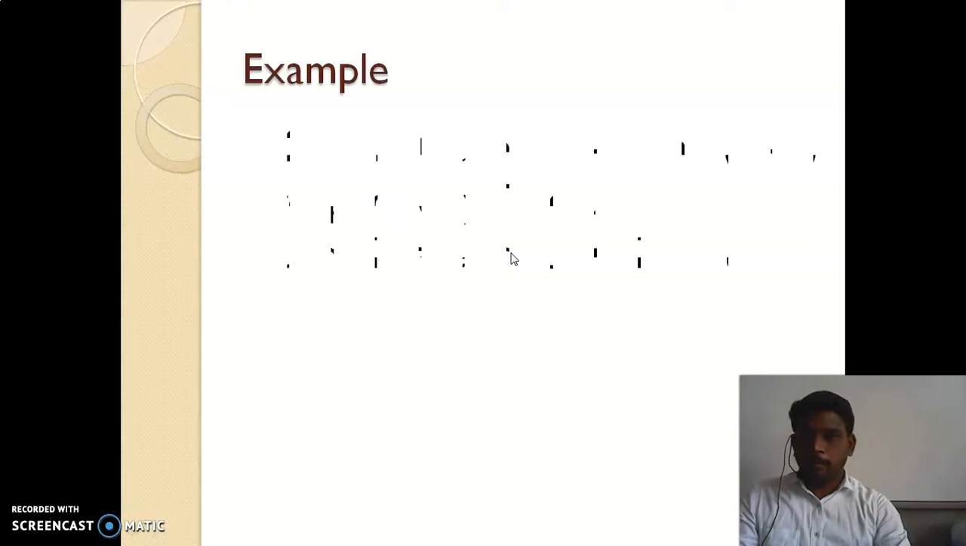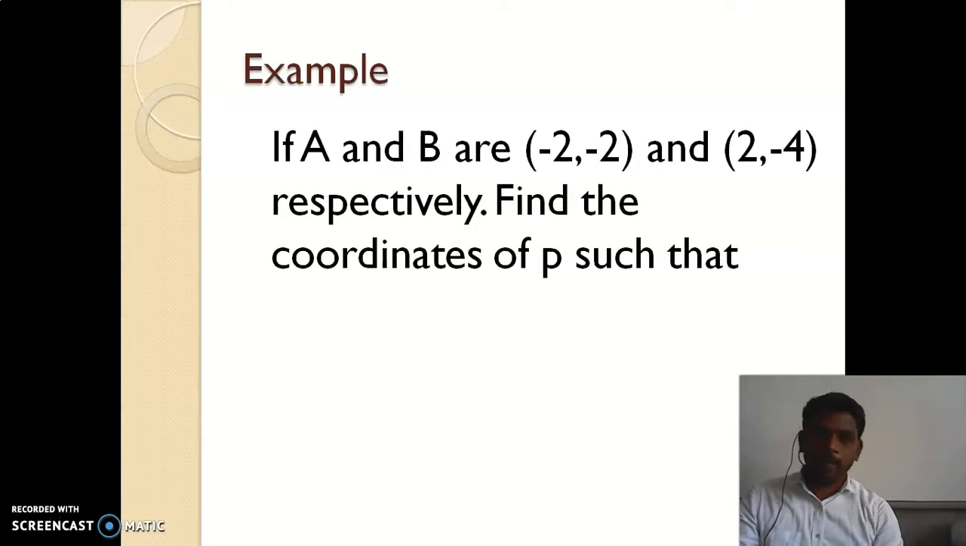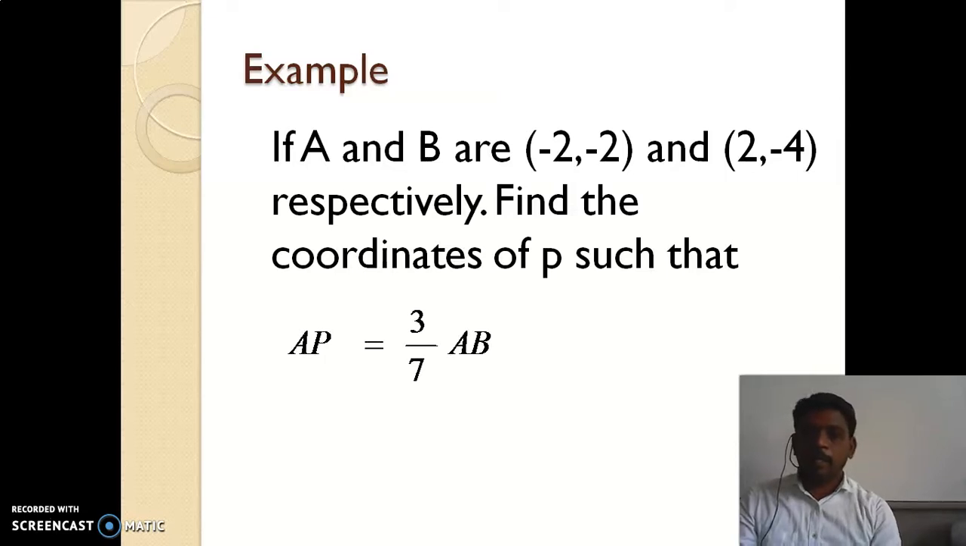Look at the next example. If A and B are (-2, -2) and (2, -4) respectively, find the coordinates of P such that AP equals 3 by 7 AB. That is a very important problem in coordinate geometry. So here the points A and B are given, and one more piece of information, that AP equals 3 by 7 AB. With the help of this, we are going to find the coordinates of P. Here P is not an unknown value in the point; we are going to find the P which lies on the line segment AB. Let us see the solution now.